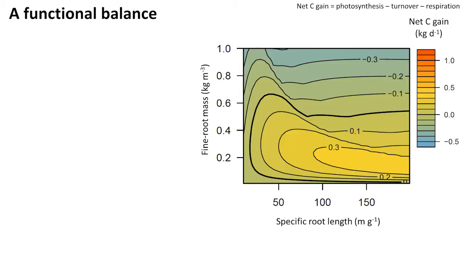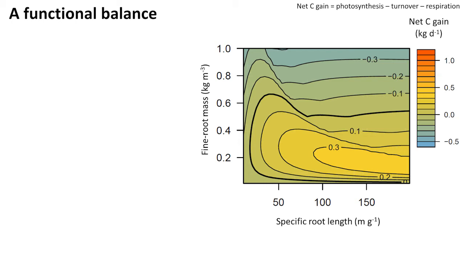And this is our first result, and let me briefly walk you through the graph. On the x-axis, you see a range of specific root length values that we've modeled, and on the y-axis, a range of fine root mass values. For each of the combinations of these different root traits, the model simulates the net carbon gain as the photosynthesis minus the turnover minus the respiration, and it's still expressed in kilograms of carbon per day. And the color scale here at the right indicates the amount of carbon gained or lost at the whole plant level.